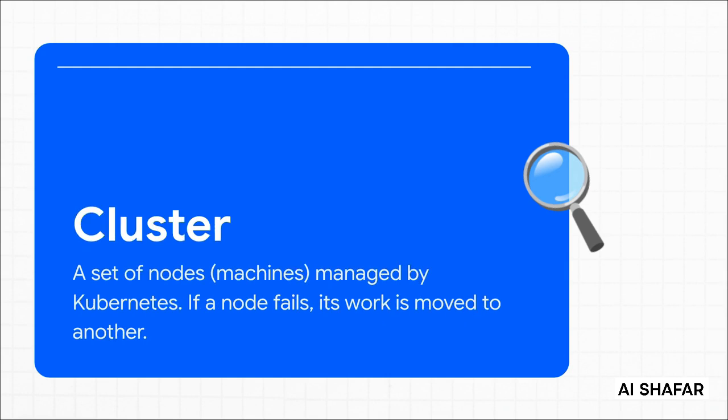And when you group a whole set of these nodes together, you get a cluster. The cluster is the whole orchestra, and this is where the real magic happens. If an entire server, an entire node, just fails, Kubernetes automatically moves all of its pods over to other healthy nodes in the cluster. And to your users, nothing changes. The app just keeps on working.